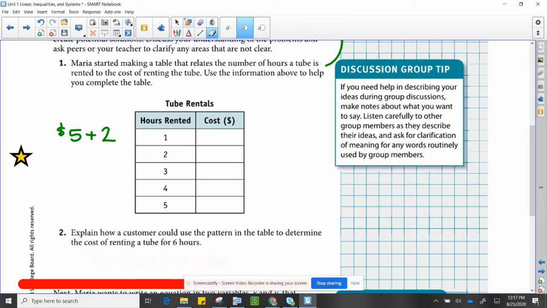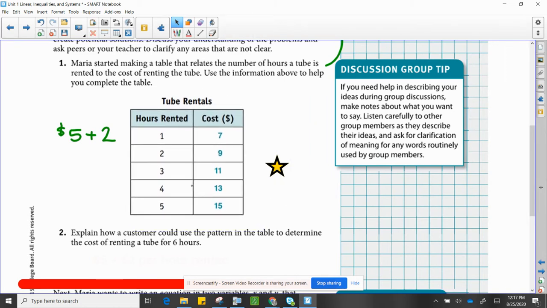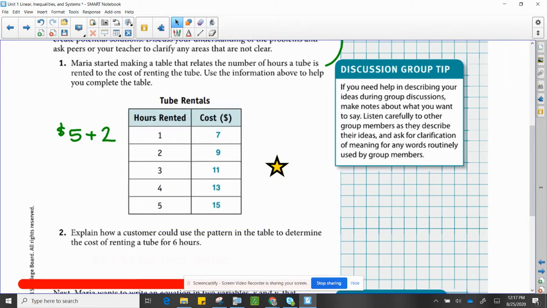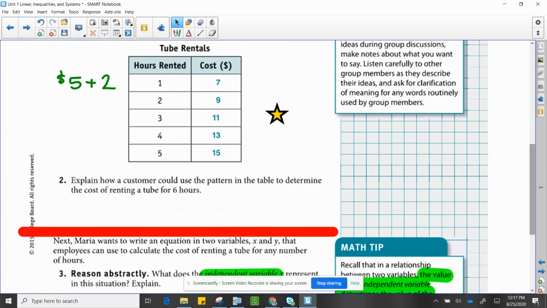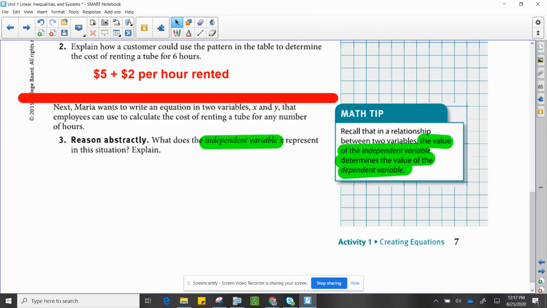Okay. So if you filled in the table correctly, it should look something like this now. 2 hours would cost $9, 3 hours $11, 4 hours $13, 5 hours $15. So explain how a customer can use the pattern to determine the cost of renting the tube for 6 hours. Well, you can continue the pattern if you see one, or it would just be $5 plus $2 per hour, right? It'd be the same thing as the rest of the table that you already did. All right, so now we're going to get into some vocab here.